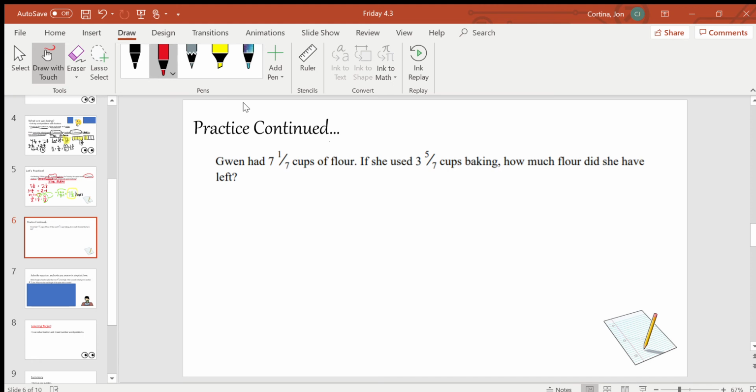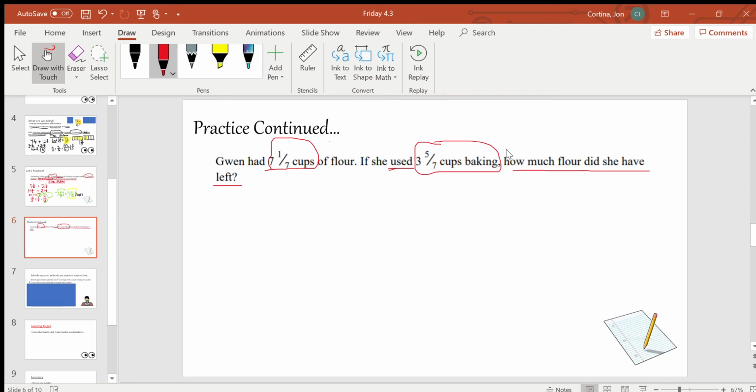This problem says Gwen had 7 1/7 cups of flour. If she used 3 5/7 cups baking, how much flour did she have left? Let's go back and annotate. It says Gwen had 7 1/7 cups of flour. Okay. She used 3 5/7 cups for baking. How much flour did she have left?